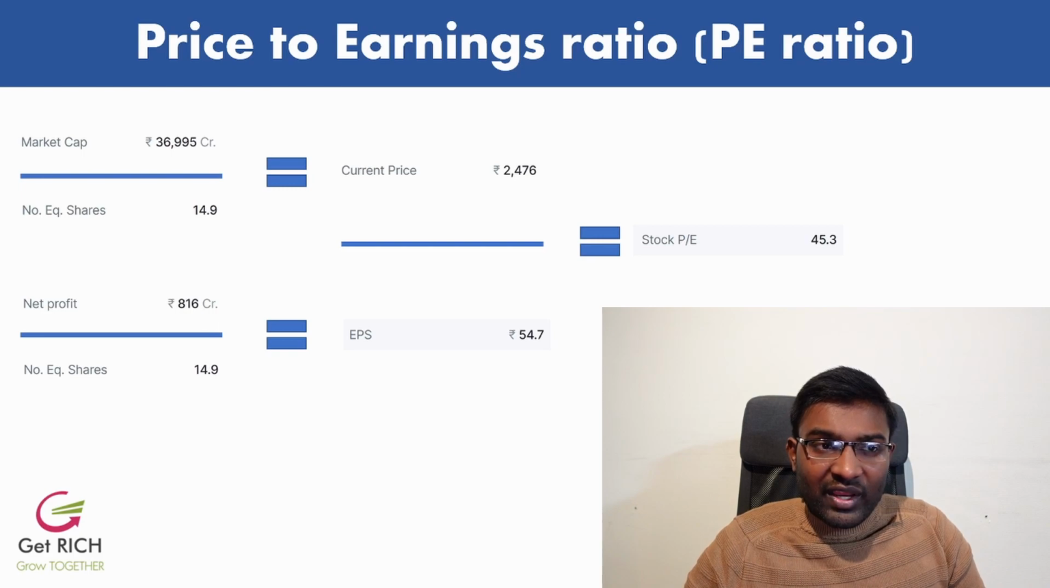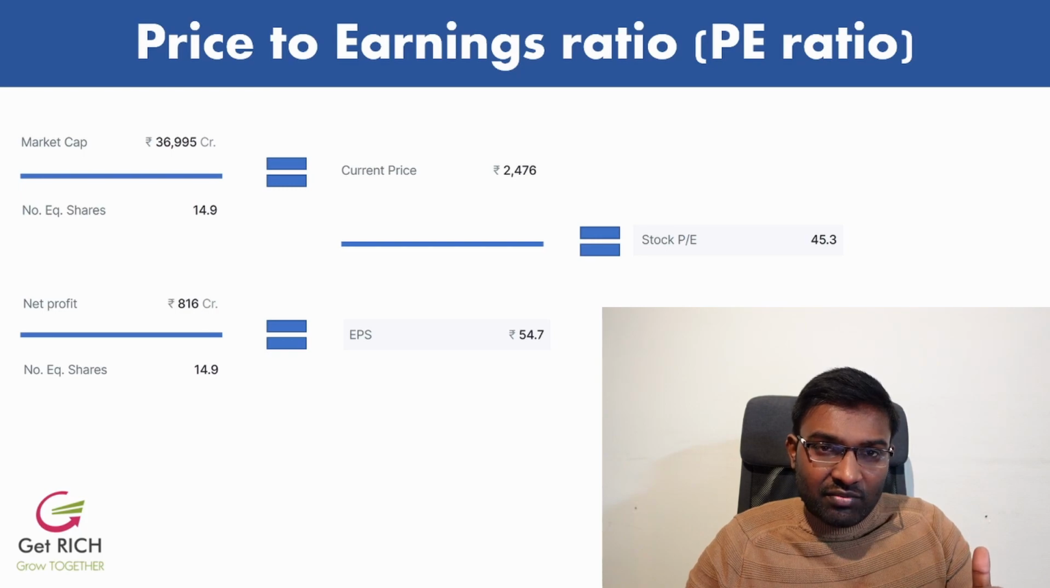And now we have to look into earnings. How can we calculate earnings? Every company will post a net profit each quarter and each year. If we take the yearly net profit, which in this case is 816 crores, and divide that by the number of equity shares, which is 14.9 crores, then you arrive at earnings per share, or EPS. So now you have earnings per share, which is 54.7 rupees, and price per share, which is 2476 rupees.